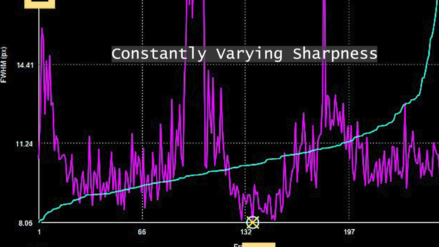The signature for focus drift is different from seeing. With seeing, the blurriness is inconsistent. Some frames are sharp, some aren't. With focus drift, the frames get progressively softer over time in a consistent way. The stars gradually bloat as the session continues.